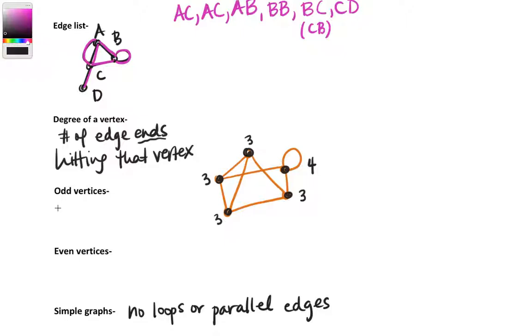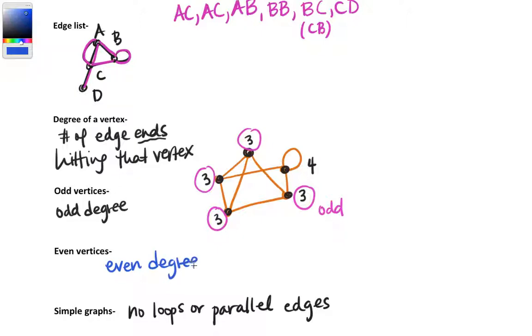Odd vertices have odd degree. So we have 4 odd vertices in this graph, and even vertices have even degree. We have just 1 even vertex, the one here with the loop.